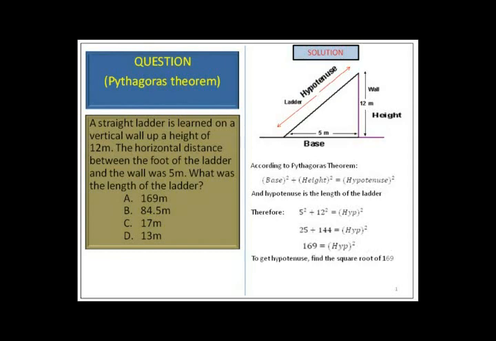Now, to get the hypotenuse, find the square root of 169. So we shall take the square root of 169. This should be equivalent to the square root of hypotenuse squared, which will be equal to 13. Which should now be equal to 13 meters.